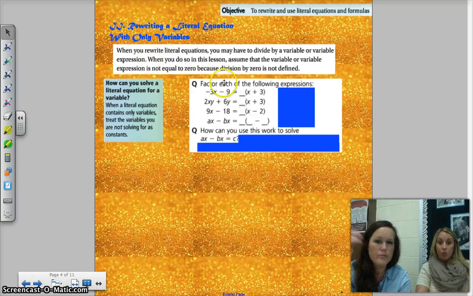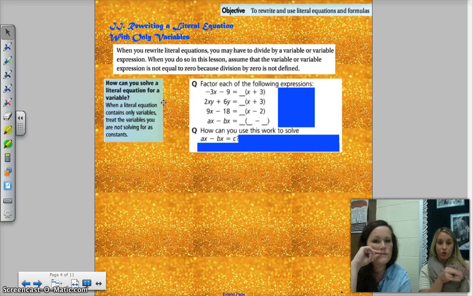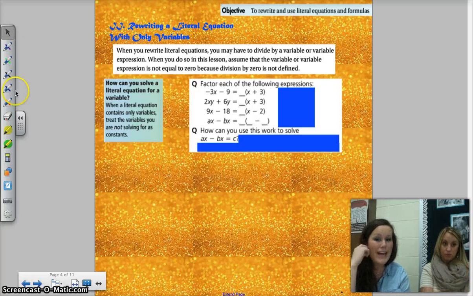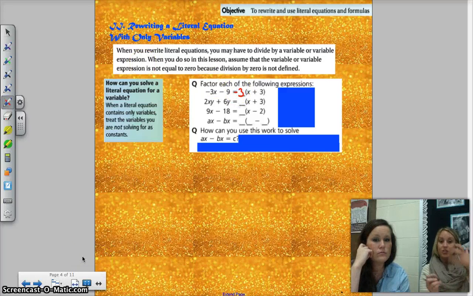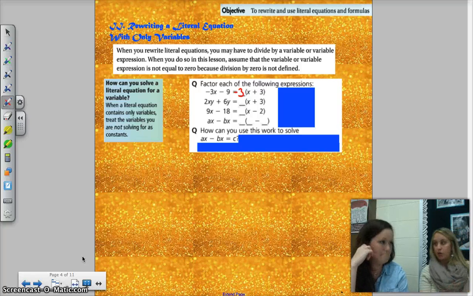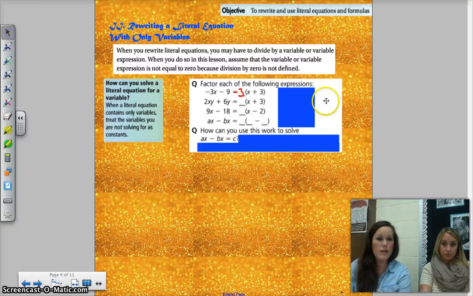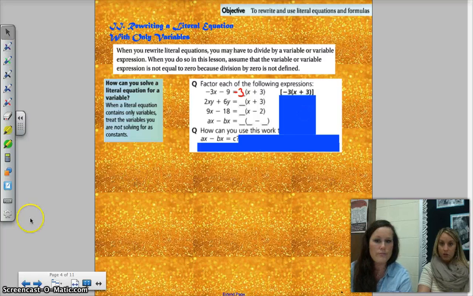Basically, we start out with -3x minus 9. They want to see, is there a common factor with -3x and -9? Yes. I know that -3 goes into both. So if you pull out that -3, you're essentially undoing the distributive property. If I divide each one by -3, then I would have x and 3 left over, which is what they have right there.